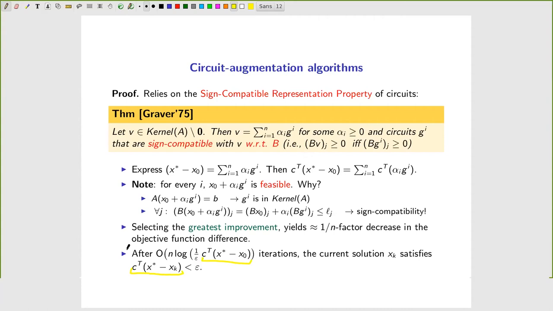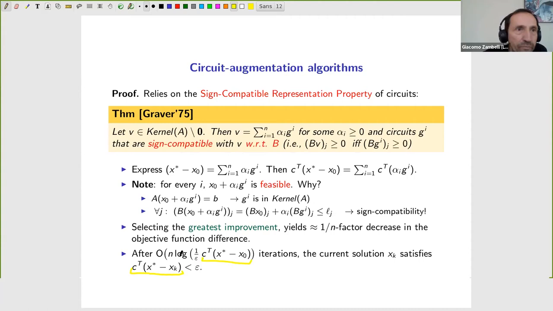Giacomo also has a question. You should unmute yourself, Giacomo. Hi, Laura. The only thing I don't understand is, so I guess this sign compatible decomposition of the vectors in the kernel can be done greedily, I guess. Yes. So I can start by selecting any sign compatible circuit and yes. Okay, good. Thank you.